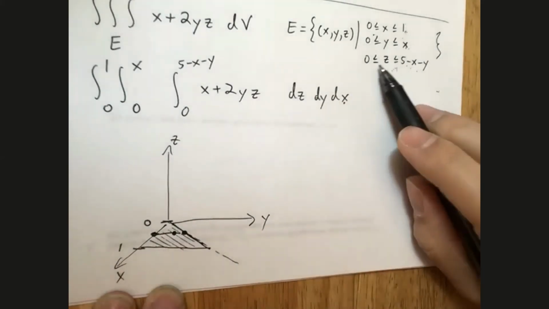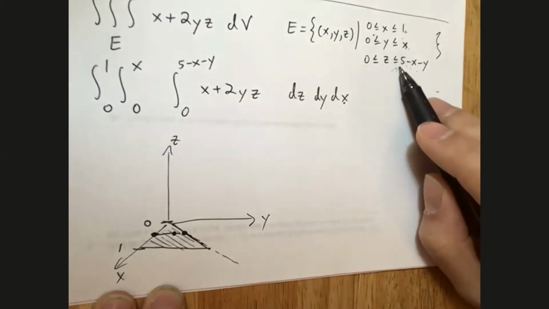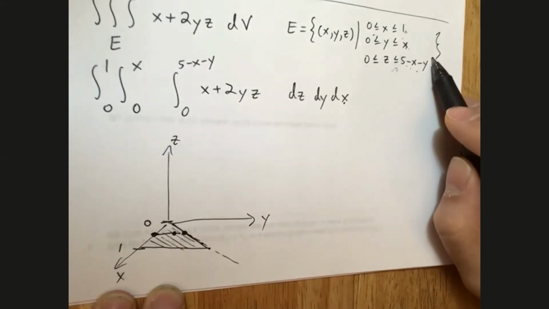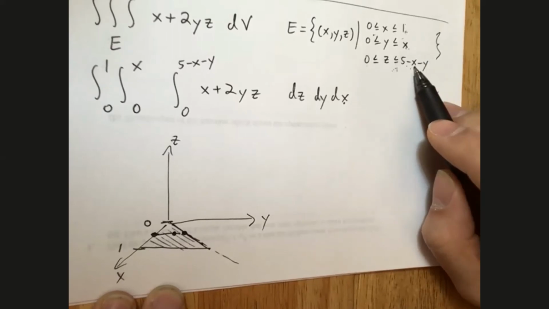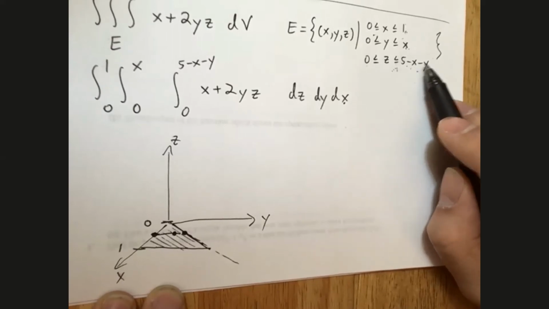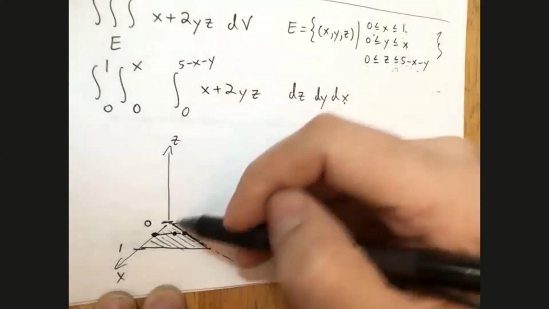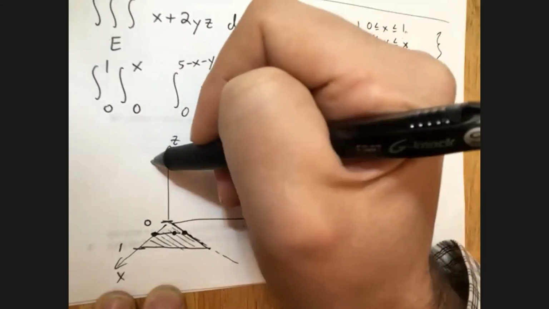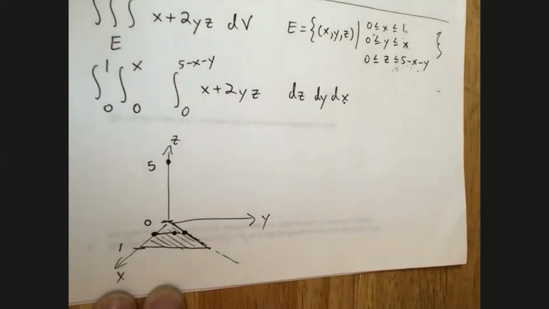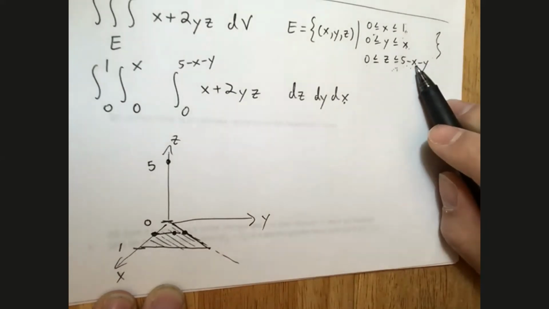I've got z. Z is going from 0 to this. Well, this defines a plane. So in fact, when I plug in x and y equals 0, I get 5 for z. So I know it intersects the z-axis at 5. I could even try to find the intercepts of this plane. I don't know if that's such an interesting thing to do.